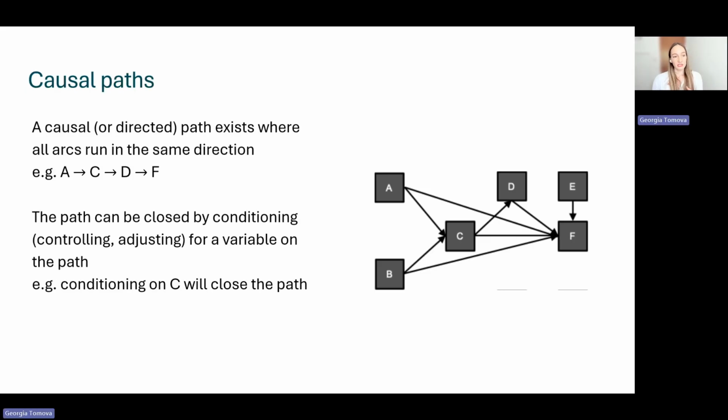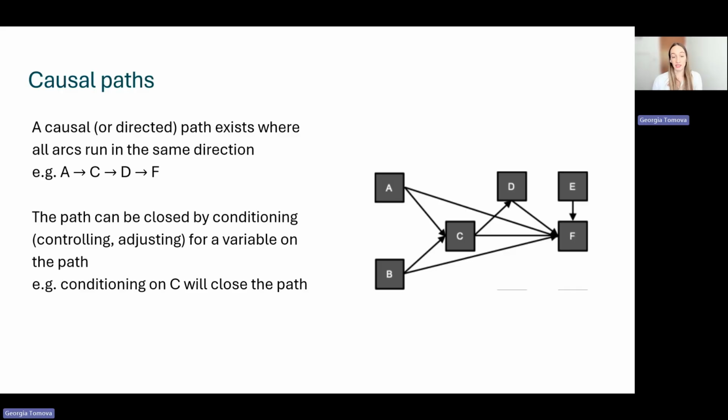When we have a collection of arrows that all run in the same direction, we call this path a causal path or a directed path. For example, in the figure here, we have a path where A causes C, which causes D, which causes F. So with the path from A all the way to F, all the arrows run in the same direction, so we call this a causal or a directed path.